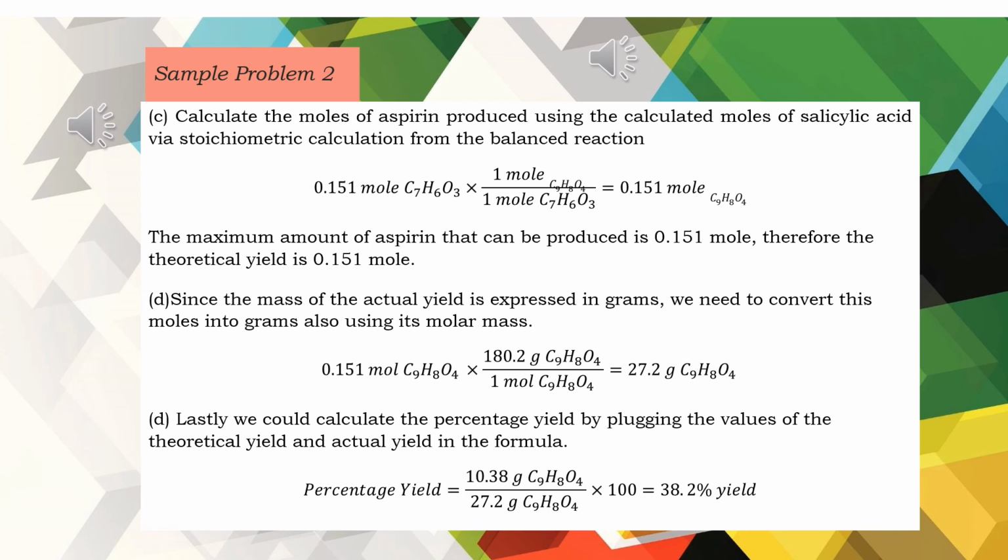Next, since the mass of the actual yield is expressed in grams, we need to convert these moles into grams also using its molar mass. 0.151 mole of aspirin times its molar mass, which is 180.2 grams, will give you 27.2 grams of aspirin.